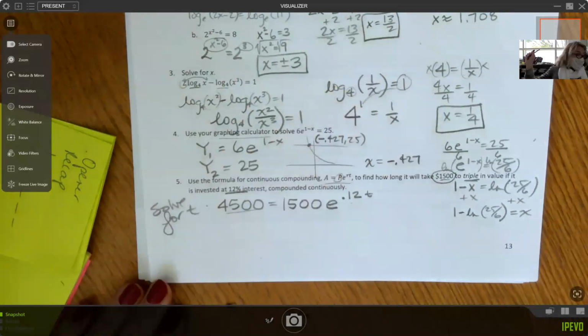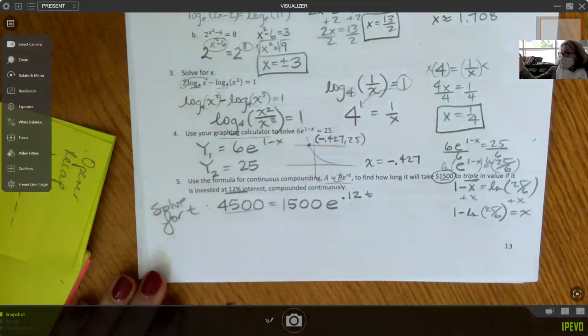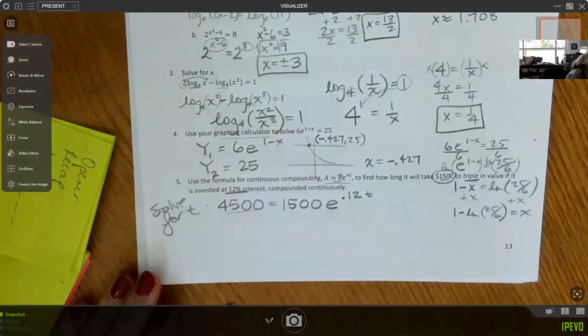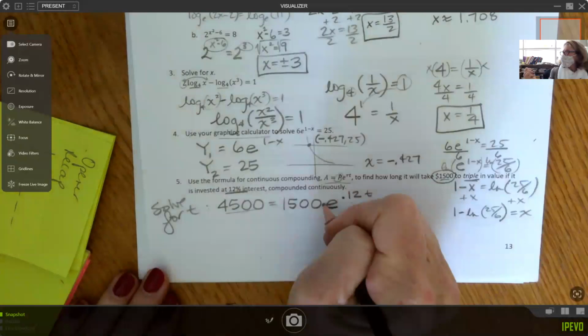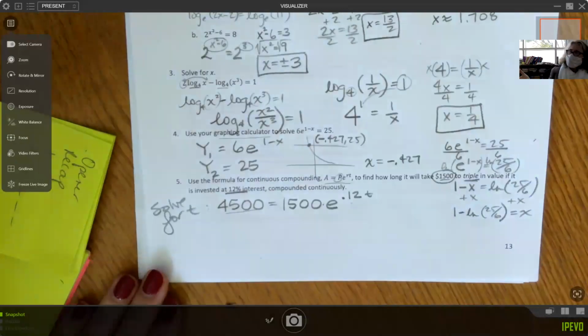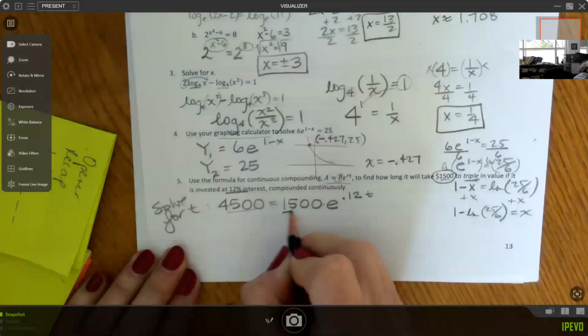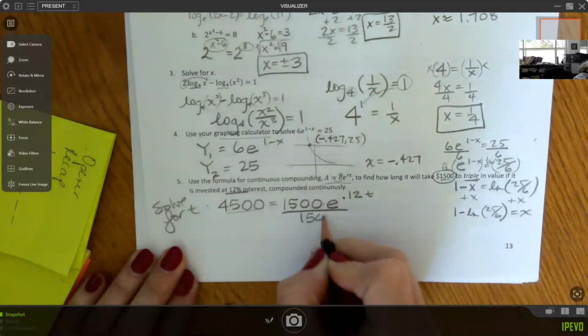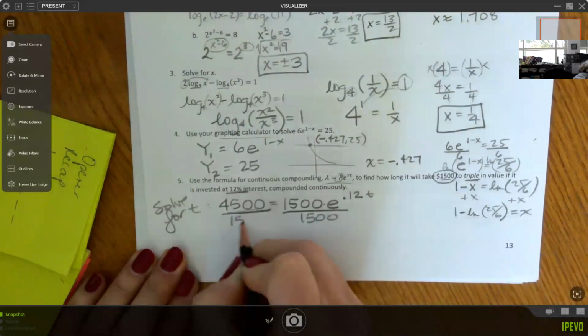Okay, so the first thing I want to do is get the e by itself, right? And you don't have to, but I think it does help, if you put those dots, to remind yourself that that just means 1500 times e to the 0.12 times t. Because the first thing I'm going to do is divide both sides by 1500.